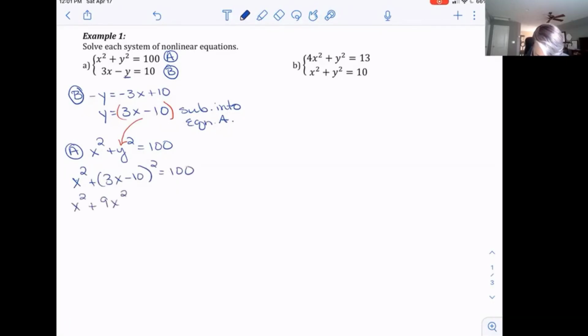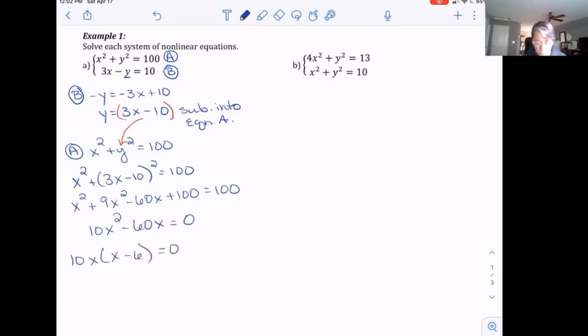Go ahead and FOIL and combine like terms. And since we ended up with a quadratic, let's set it equal to 0 and see if we can factor. And this gives us two possible solutions for x. Either the first factor equals 0, which means x would equal 0, or the second factor equals 0, which means x would be 6. So remember, to solve any system of equations, we're looking for points or lines that satisfy both. So if x equals 0 and x equals 6, let's find what their corresponding y's will be.